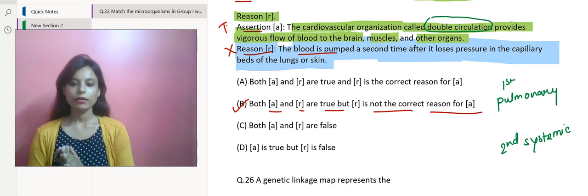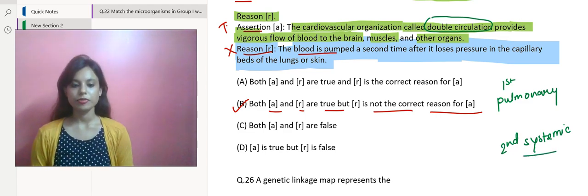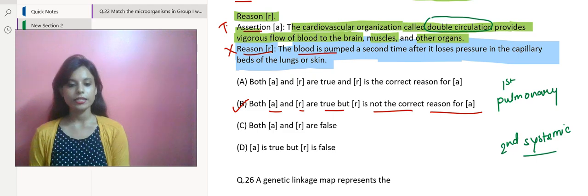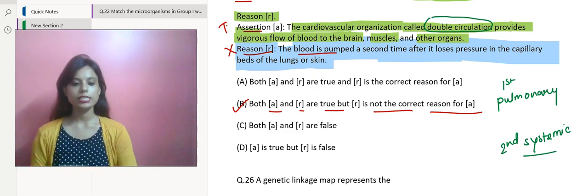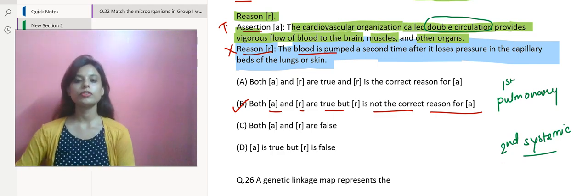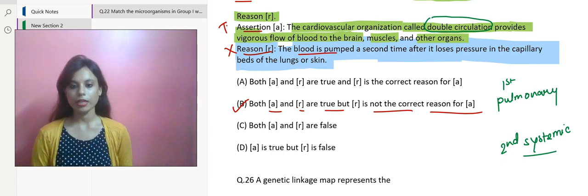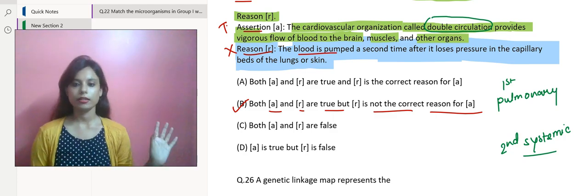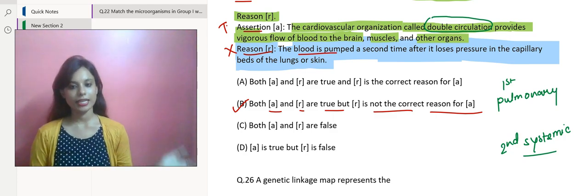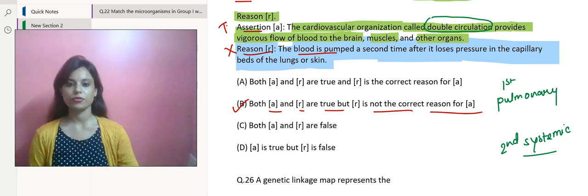Okay. Now, in systemic circulation, what happens? The oxygen-rich blood is pumped to the rest of the body to provide oxygen and nutrients, and also it helps to remove the waste products from our body. Okay. So that is how we can conclude what double circulation is, and our correct answer is option B.